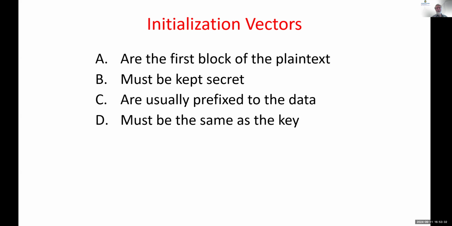Okay, C is a very popular answer, both in class and online, which is good because C is the correct answer. Let's just take a look at this for a minute. No, the initialization vector is not the first block. It's exclusive OR with the first block. It does not have to be secret. We talked about that. It doesn't have to be the same as the key, but it is usually prefixed to the beginning of the data and sent to the other side, so they have the same initialization vector to decrypt.